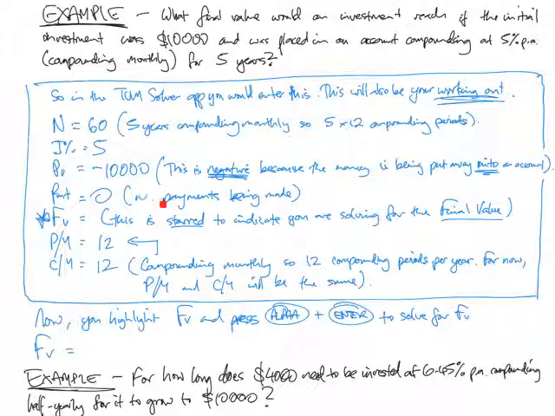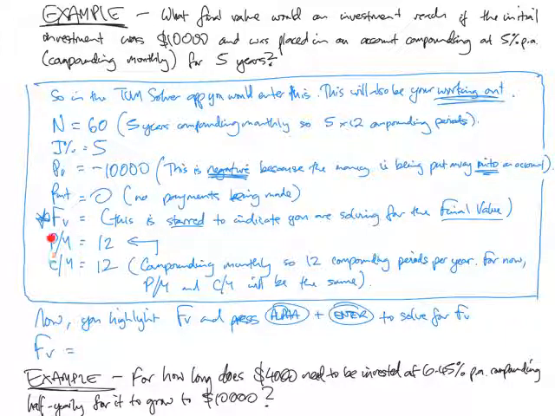PMT is going to be 0 because we're not making any payments. That's clear from the question. It just says you're putting 10,000 away and letting it grow. FV, I'm not going to put that straight away because I'm just going to put a star there to indicate you're solving for that. We don't know that yet. That's what we're trying to find.